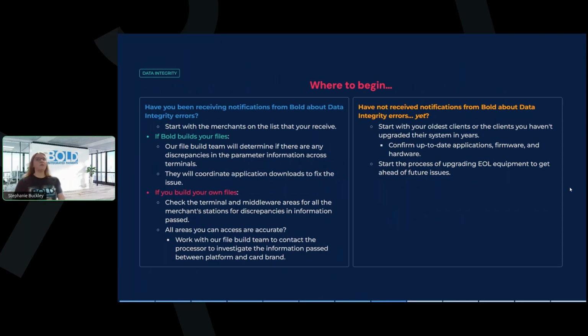So where to begin with data integrity? If you have been receiving notifications from our teams about data integrity issues, then start with the people on the list.